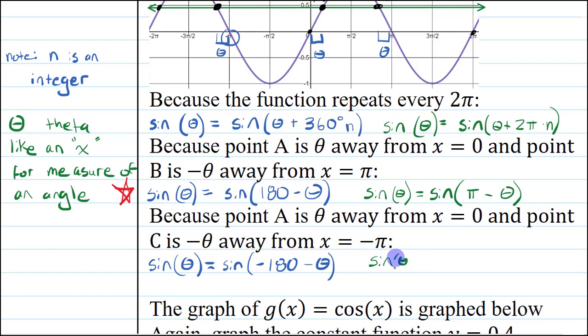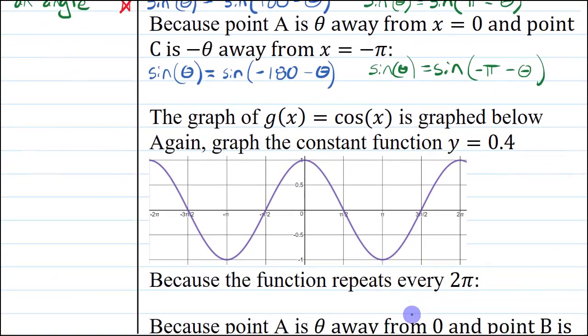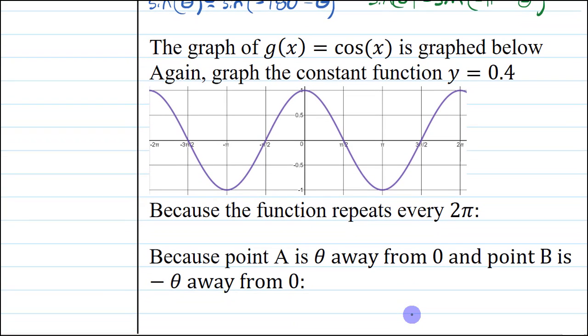Sine of theta is equal to sine of what? Convert negative 180 degrees into radians. Negative pi minus theta. There it is. So far, so good. So right now they're just rules in our head. We're going to get some practice in here on the back side of the paper.